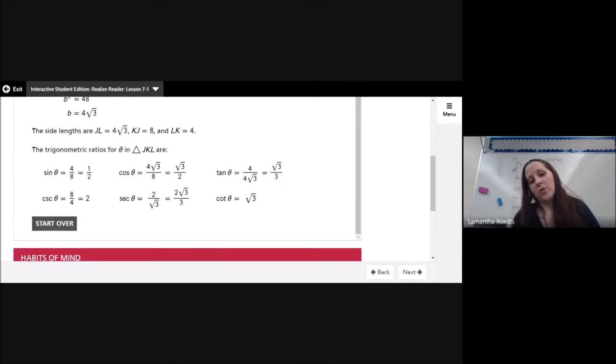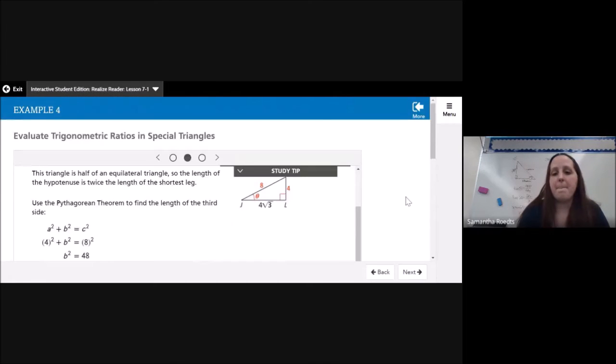So the trigonometric ratios for theta in triangle JKL are sine of theta equals 4/8 or 1/2. Cosine theta equals 4 square root of 3 over 8, which simplifies to square root of 3 over 2. Tangent theta equals 4 over 4 square root of 3, which simplifies to the square root of 3 over 3. Cosecant is 8 over 4, which simplifies to 2. Secant theta equals 2 over square root of 3, which simplifies to 2 square root of 3 over 3. And cotangent theta equals the square root of 3.